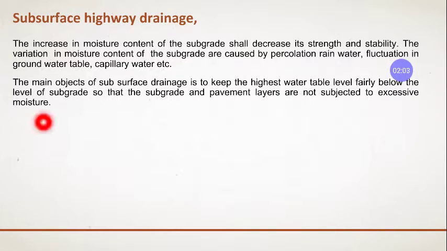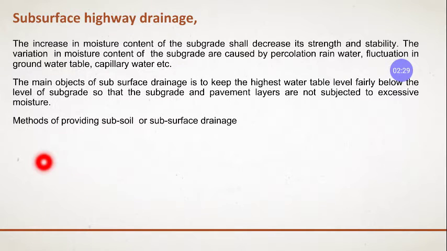The main objective of the subsurface drainage is to keep the highest water table fairly below the level of subgrade. I told you in the previous class that the difference between the subgrade and the highest water table should be around 1.2 meters, so that the subgrade and the pavement layers are not subjected to excessive moisture. Right, methods of providing subsurface drainage.